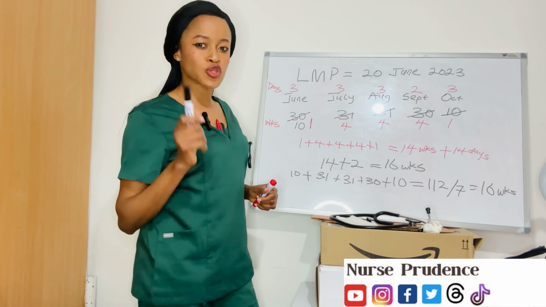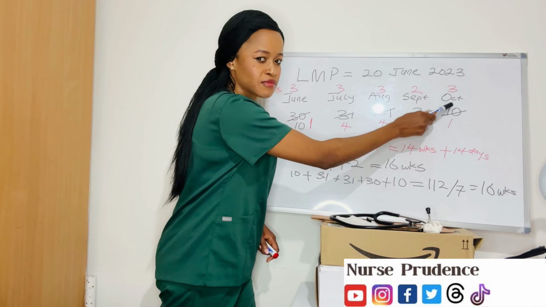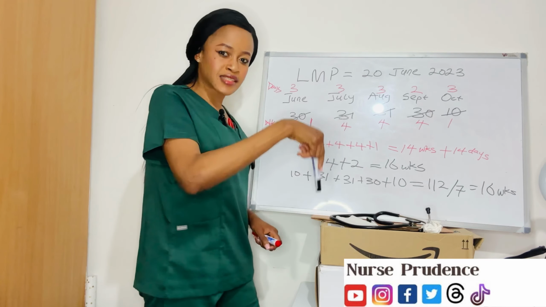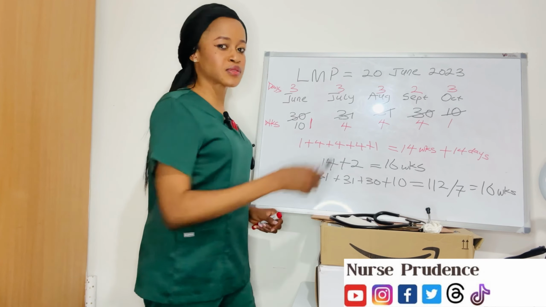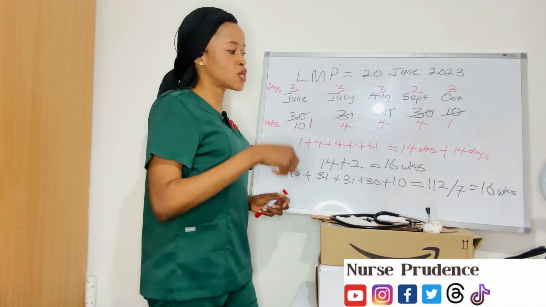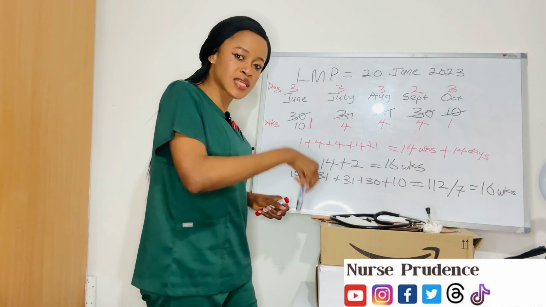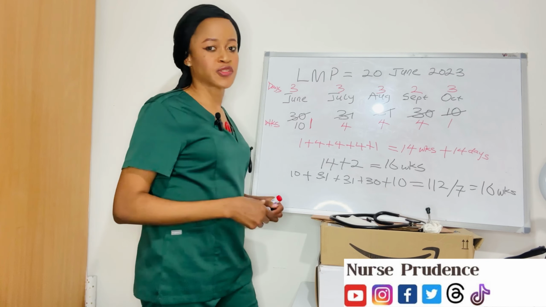Remember, you are going to stop at the number of days, the day you are taking the gestational age. Like today being 10th, you cannot write 11, you will stop at 10. If today is 20th of October, you will stop at 20th, for that present month you are checking your gestational age.